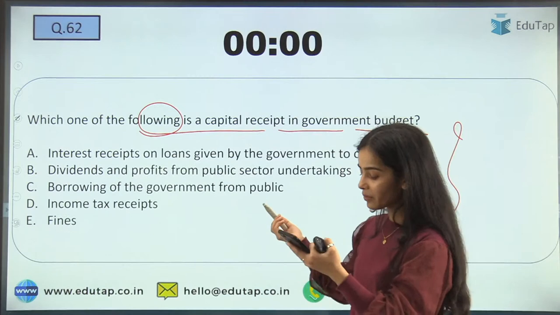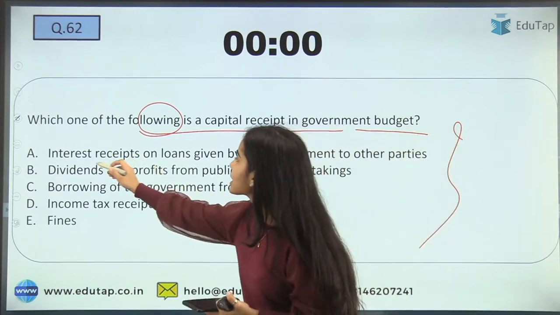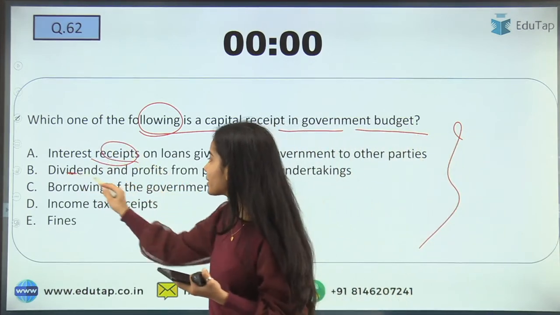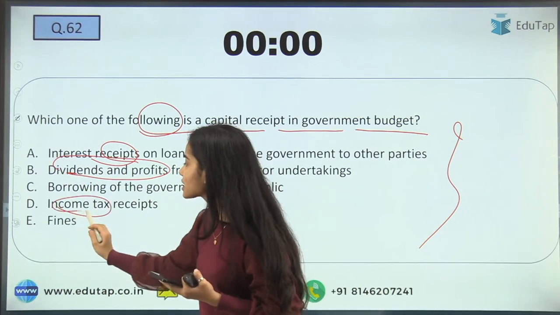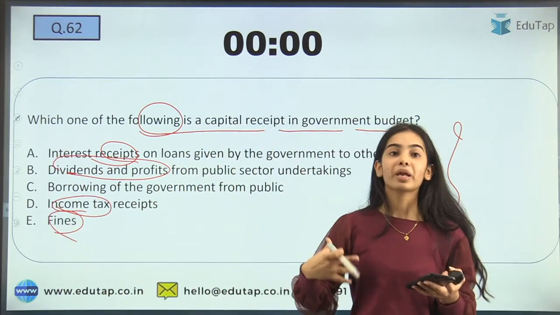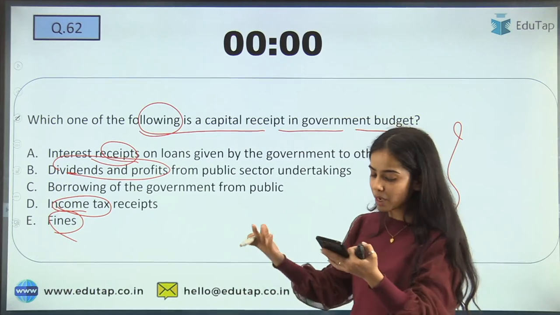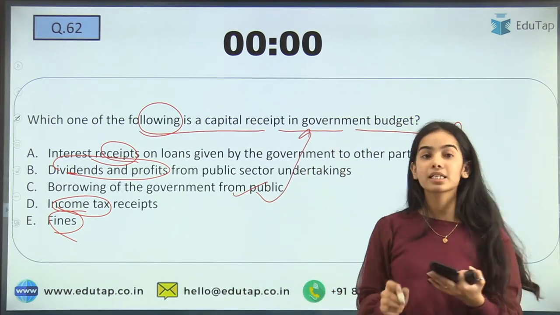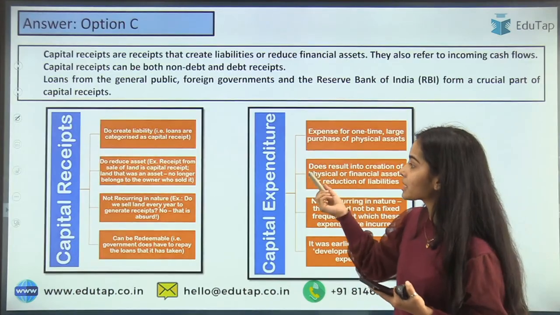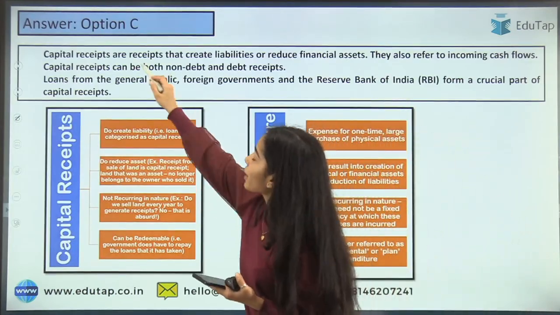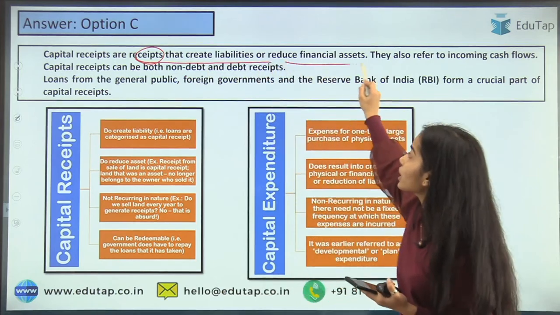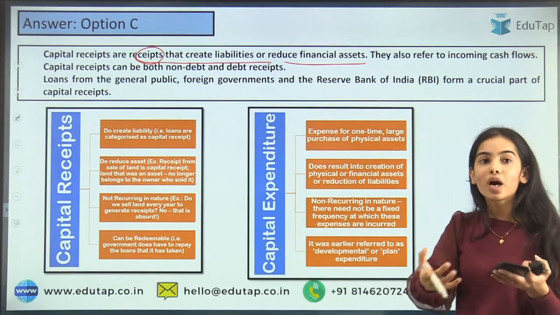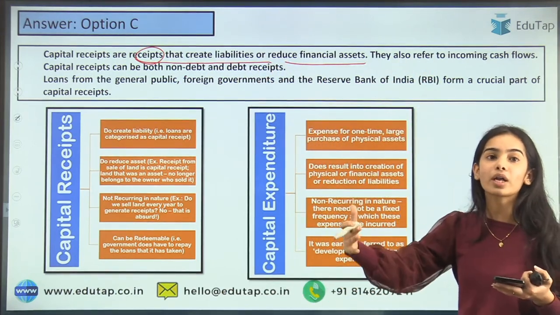Okay, so what will happen? Dividends, interest receipts, dividends and profits, the income tax receipts, fines, they are the regular payments that are happening. And Shubham, Rishabh, they are saying C, and that is the right answer. This is the capital receipt, which is not creating any liability. Capital receipts are receipts that create liabilities or reduce financial assets. So you are borrowing, that means you are increasing your liabilities, okay?